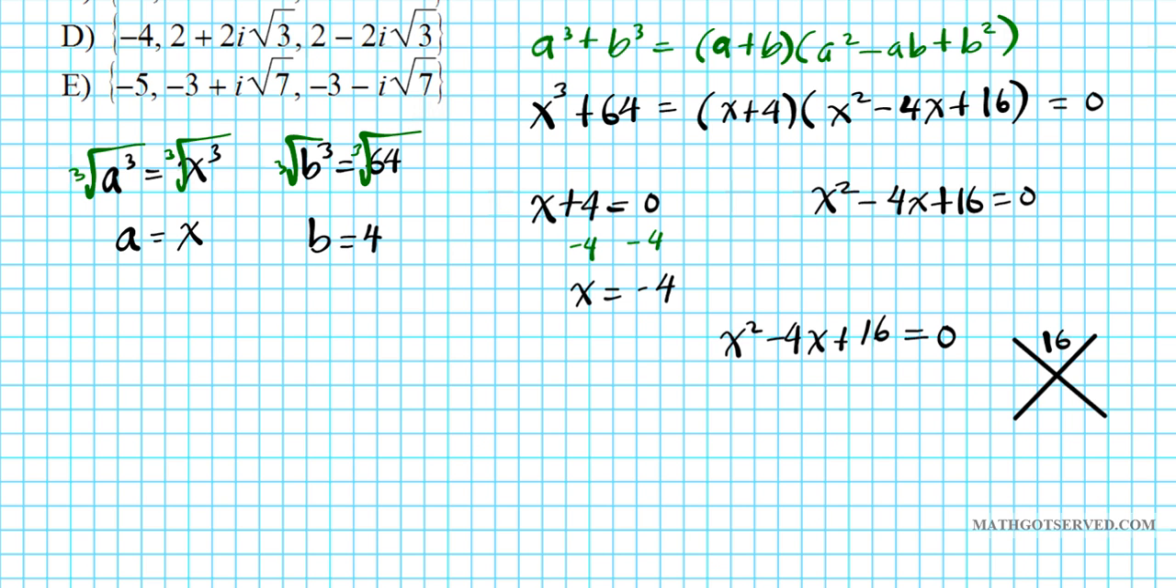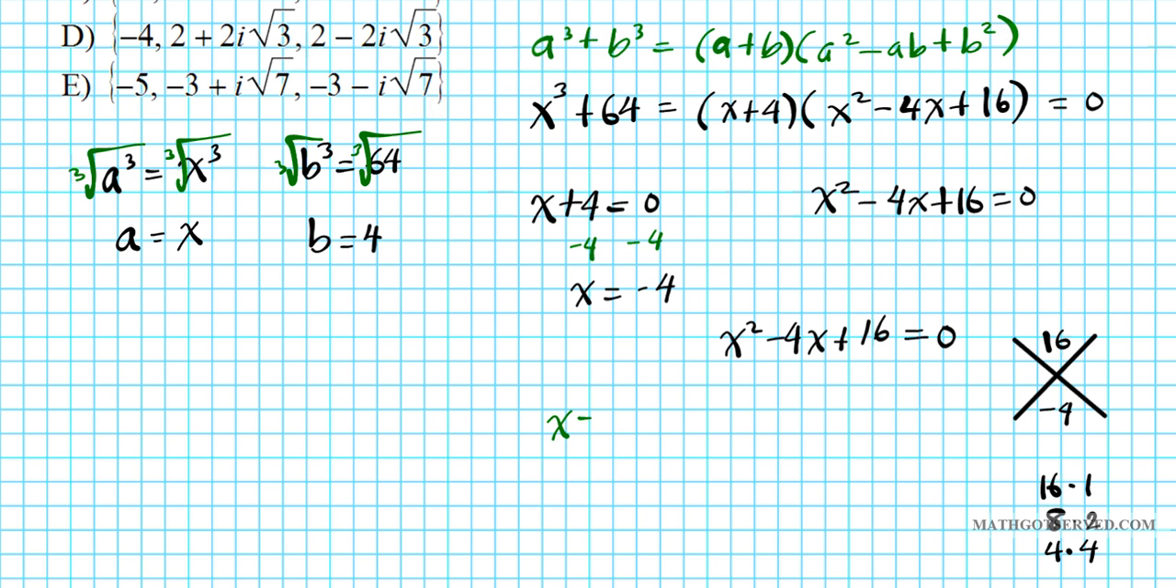AC is 16, B is negative 4. Now, what are 2 numbers multiplied to give you 16 and added to give you negative 4? The answer is none. There is no combination of factors of 16 that yields 4 as a sum. Okay, so if you have 16 times 1, or 8 times 2, or 4 times 4, none of these combinations gives you 4. So this is prime. So how do you solve prime quadratics? You use the quadratic formula.